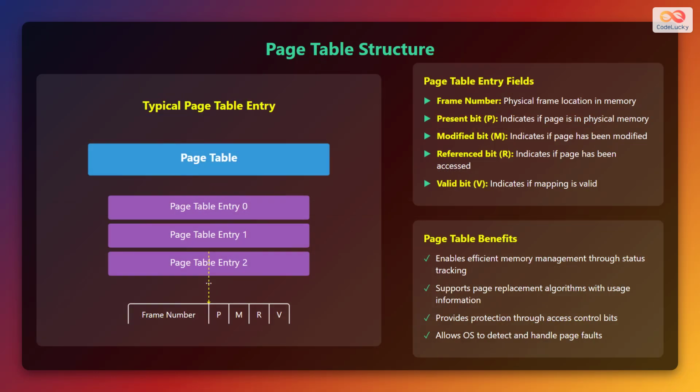Let's look at the structure of a page table. A typical page table entry consists of several fields. The frame number indicates the physical frame location in memory. The present bit indicates if the page is in physical memory. The modified bit indicates if the page has been modified. The reference bit indicates if the page has been accessed. The valid bit indicates if the mapping is valid. Page tables enable efficient memory management through status tracking, support page replacement algorithms with usage information, provide protection through access control bits, and allow the operating system to detect and handle page faults.